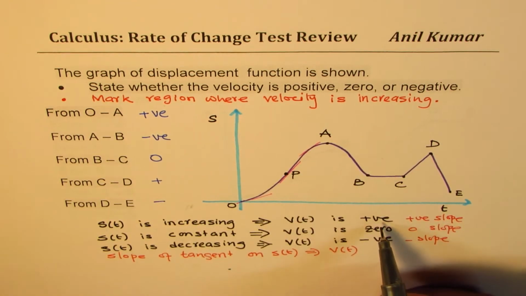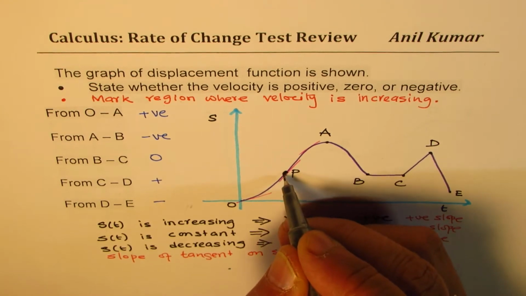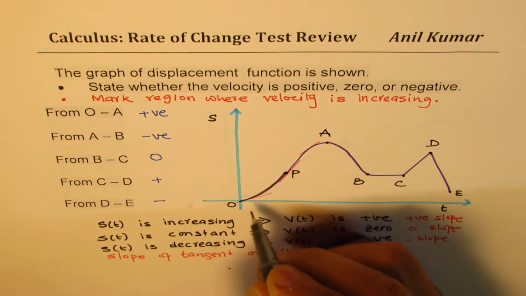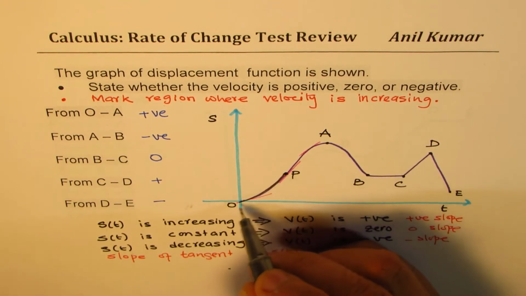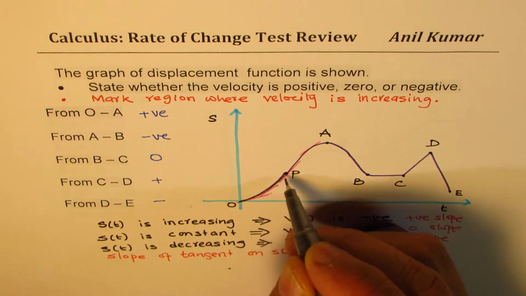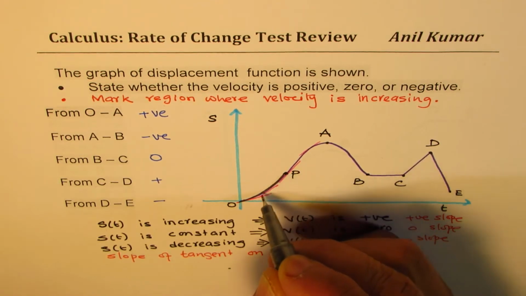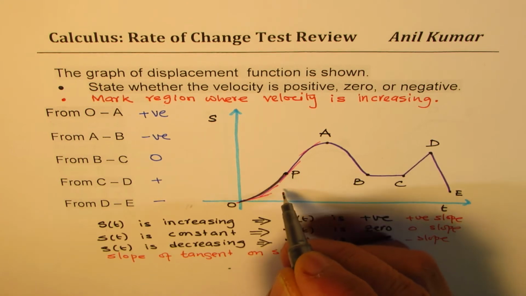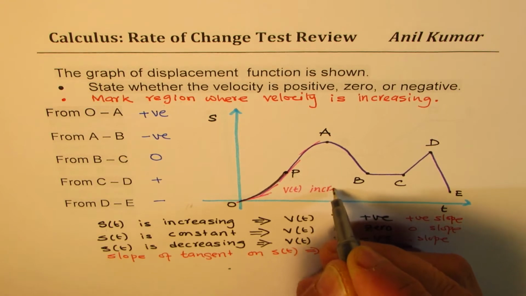Now positive does not really mean that it is increasing or decreasing. Do you understand? Now if you see this interval between 0 to p, you will find that the slope is increasing. Do you see that slope? It is kind of close to 0 and then it becomes steeper and steeper. So in this portion from 0 to p, we find that velocity is increasing.